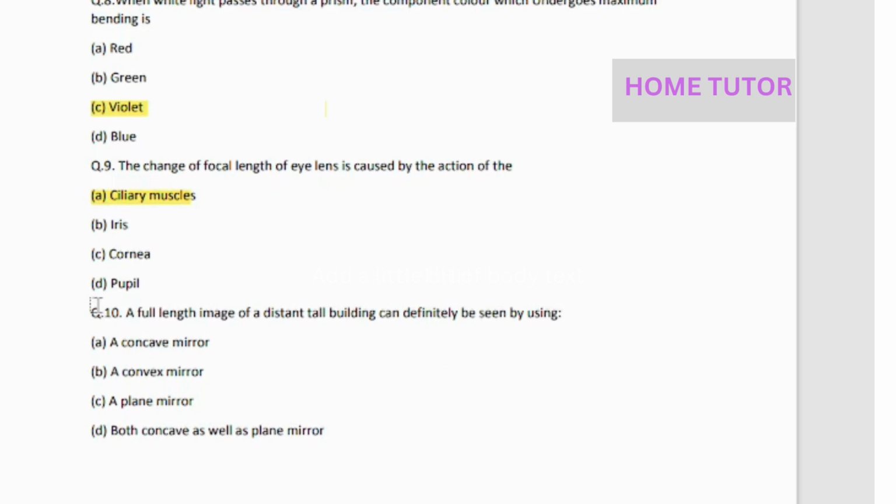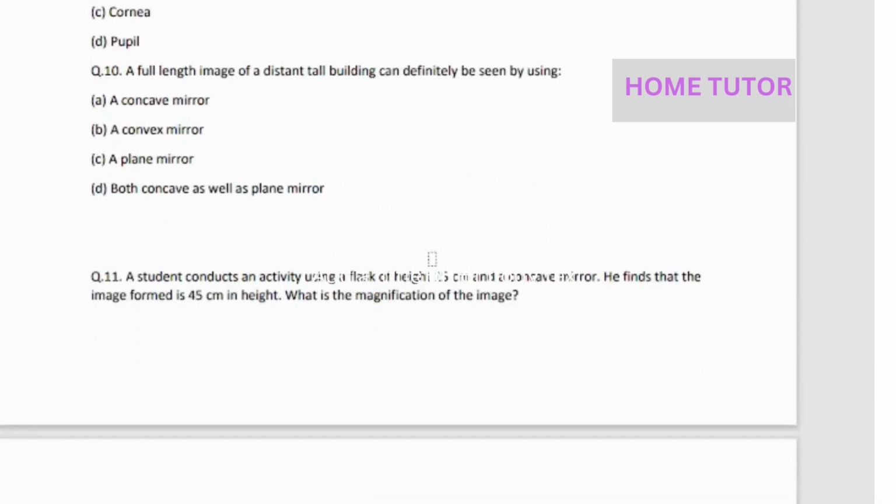Next question, question number 10. A full length image of a distant tall building can definitely be seen by using option A concave mirror, option B a convex mirror, option C a plane mirror, and option D both concave as well as plane mirror. So the answer is a convex mirror, option B. As we all know, a convex mirror image is always smaller than the object size, resulting in an erect and virtual image of the object.